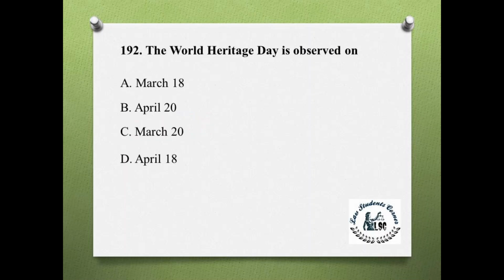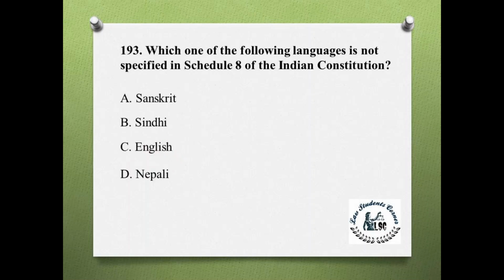Question number 192. The World Heritage Day is observed on option A March 18, option B April 20, option C March 20, option D April 18. Correct answer is option D April 18. Question number 193. Which one of the following languages is not specified in Schedule 8 of the Indian Constitution? Option A Sanskrit, option B Sindhi, option C English, option D Nepali. Correct answer is option C English.